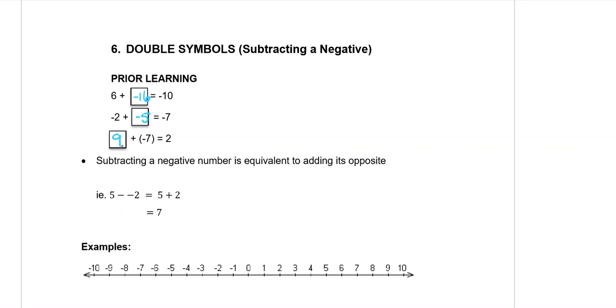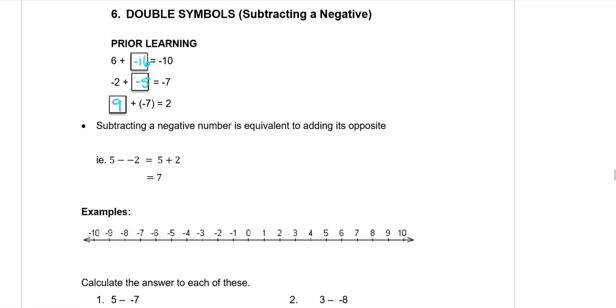Today, we are going to have two symbols next to each other, but the two symbols are both minus signs this time. So a minus and a minus next to each other. When that happens, we're going to circle them, and those two symbols become a plus. Two negatives are the same as adding. So it becomes 5 plus 2, which is equal to 7.